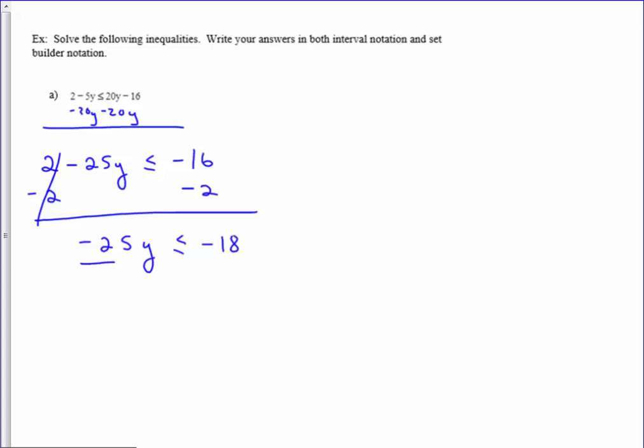And then finally, I would divide by negative 25. And because I'm dividing by a negative value, I have to switch the direction of my inequality symbol. And so the result would be y is greater than or equal to, and then a negative divided by negative is a positive, 18 over 25.